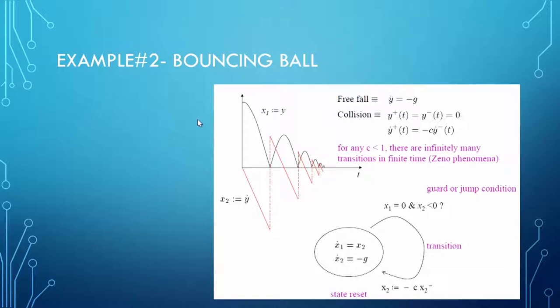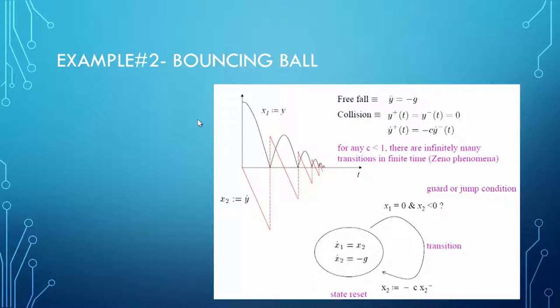So this is the time axis. This is the height axis. So for example, you drop a ball from the height of y. x is the position of the ball. It is the height of the ball, right? And initially it's what it was. y is the position of the ball.